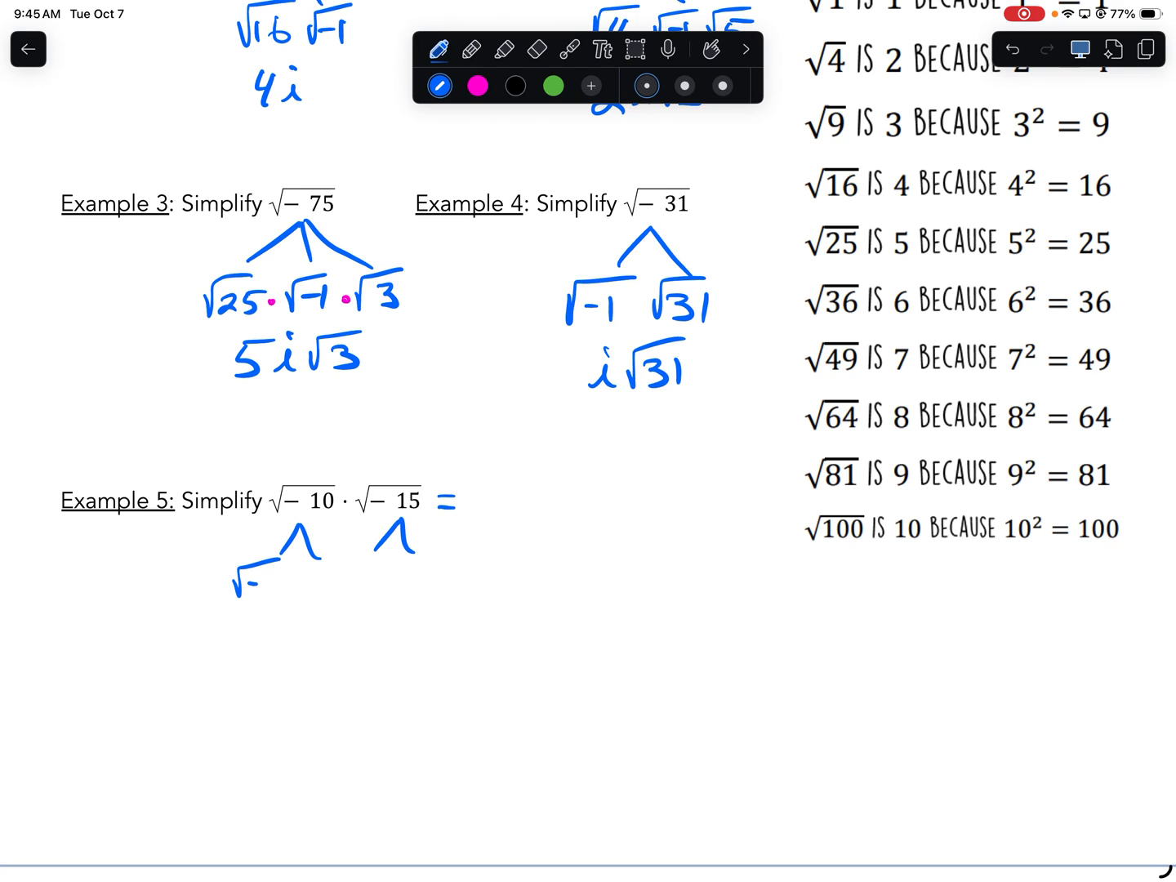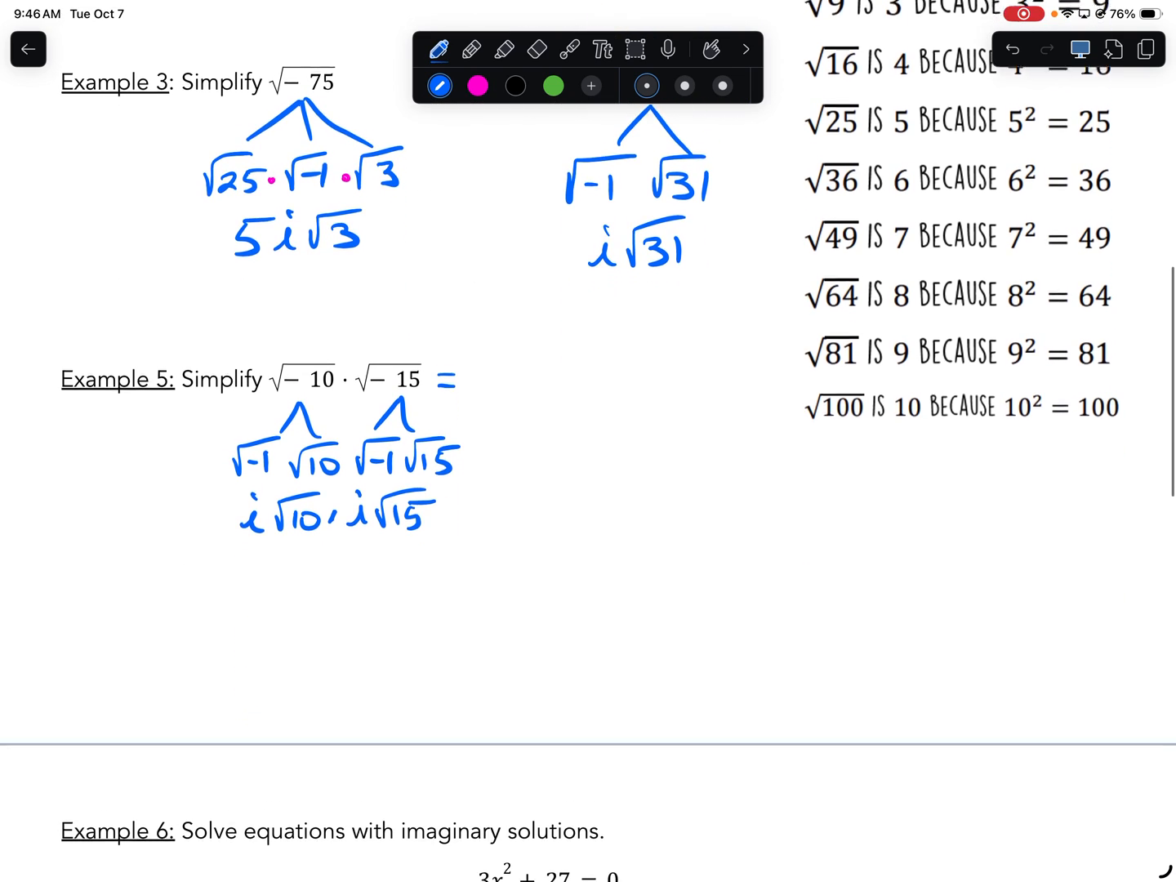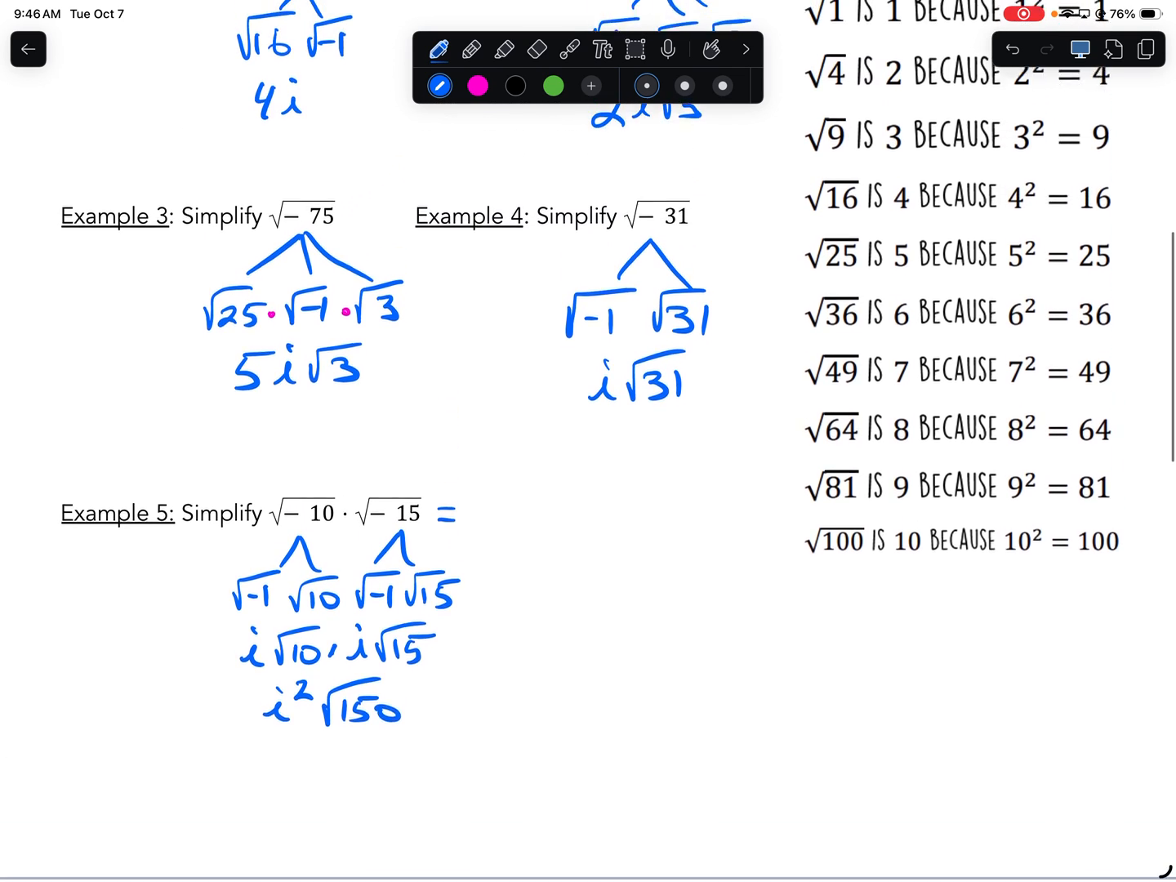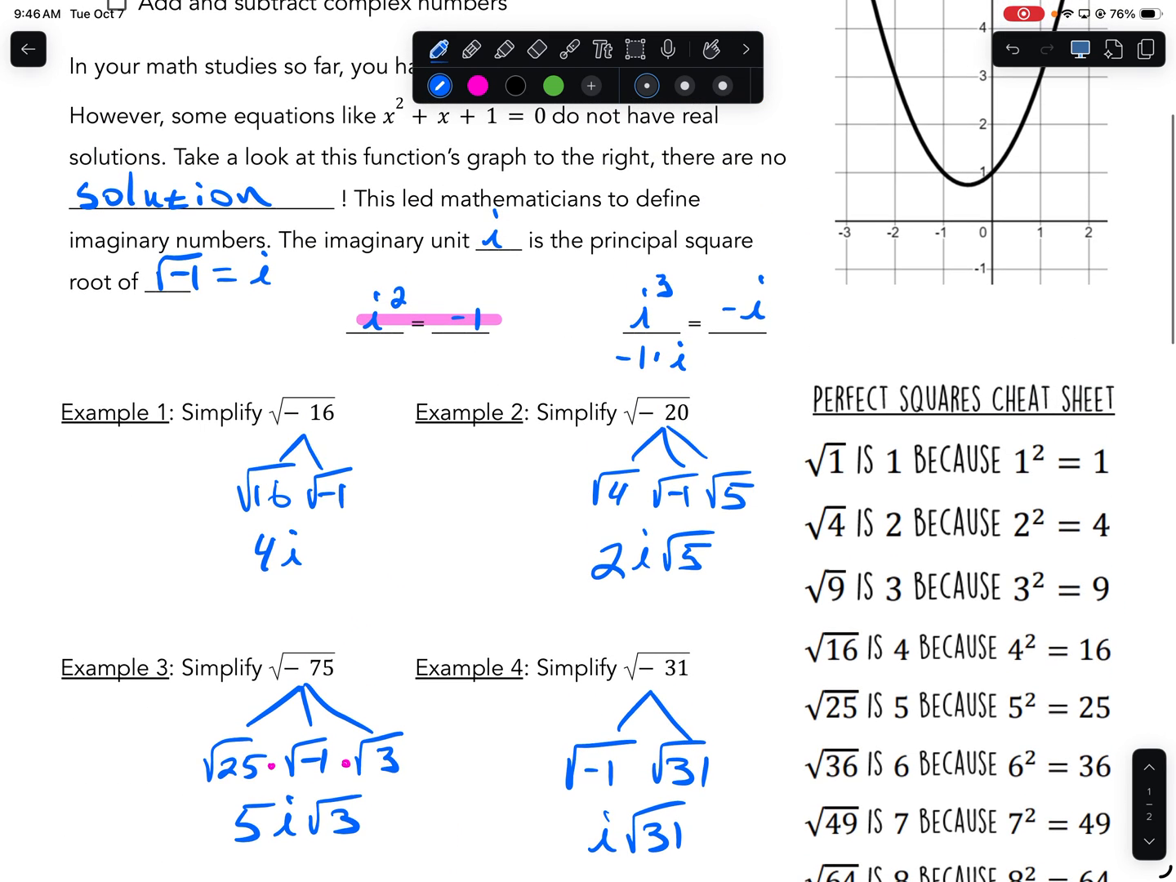So we have square root of negative 1 times square root of 10. We have square root of negative 1 times square root of 15. So we get i times square root of 10 times i times square root of 15. So looking up here, we're going to end up with i times i, which is i squared, and then 10 times 15 is 150. So if we look up at the top of the lesson, we can see that i squared equals negative 1.